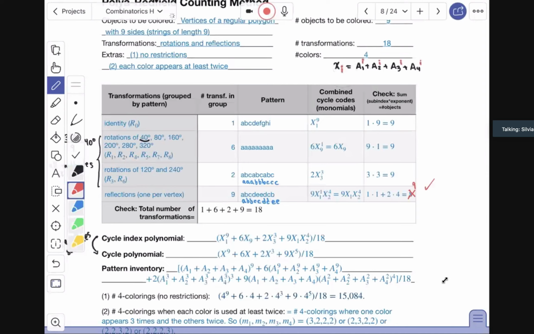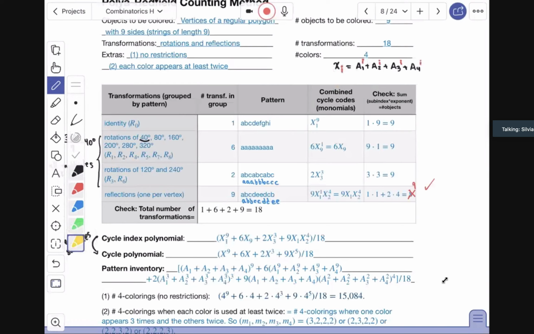The others, we didn't use the colors until the end, right? Just to find the actual answer to my problem. But for the pattern inventory, there is one pattern inventory for each number of colors. Because it's 4 colors, I have 4 letters, A1, A2, A3, A4, and each xi is going to be replaced by the sum of the i powers of these 4 numbers. So x1 is replaced by A1 to the first, A2 to the first, A3 to the first, A4 to the first, which I don't need to write the first, right? So I just write it like this.